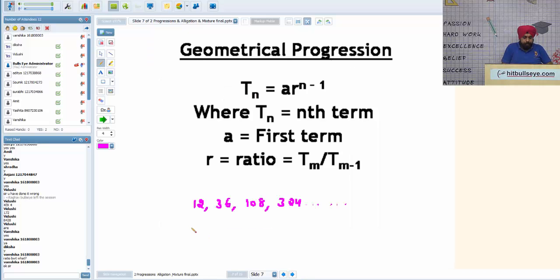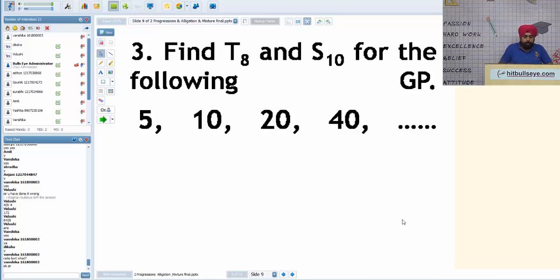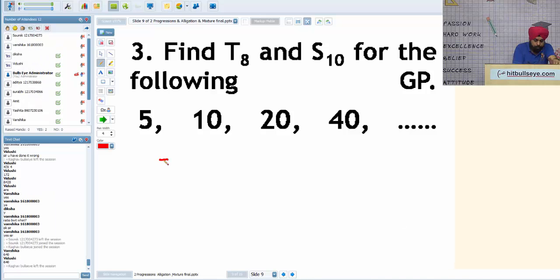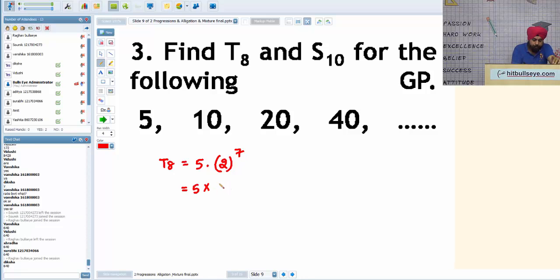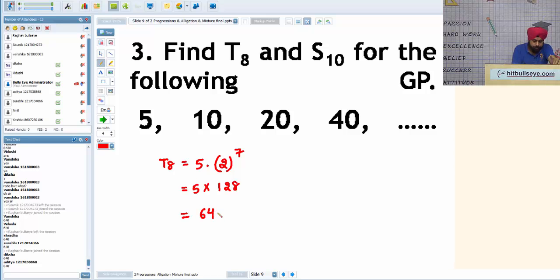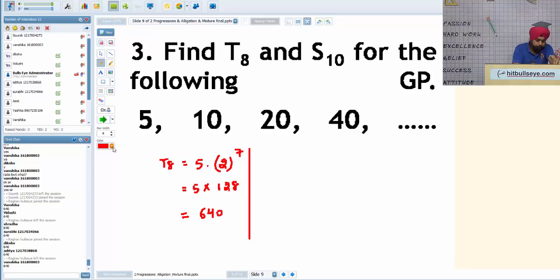Should I show you? See here, 36 by 12 if you do, or if you do 108 by 36, the ratio in this case happens to be 3. Okay. Now students, this question here, you have to find T8 and S10 for this GP. So T8 will be A into R raised to power n minus 1. So 5 into 128 is 640. Then you have to answer for S10.